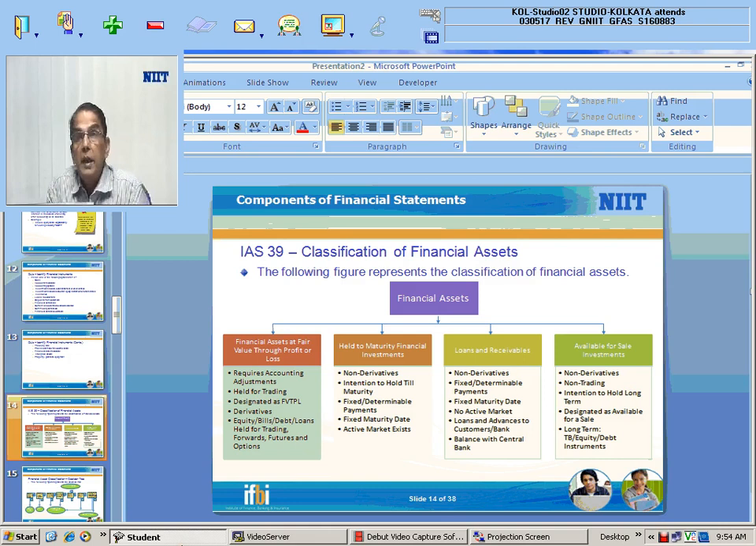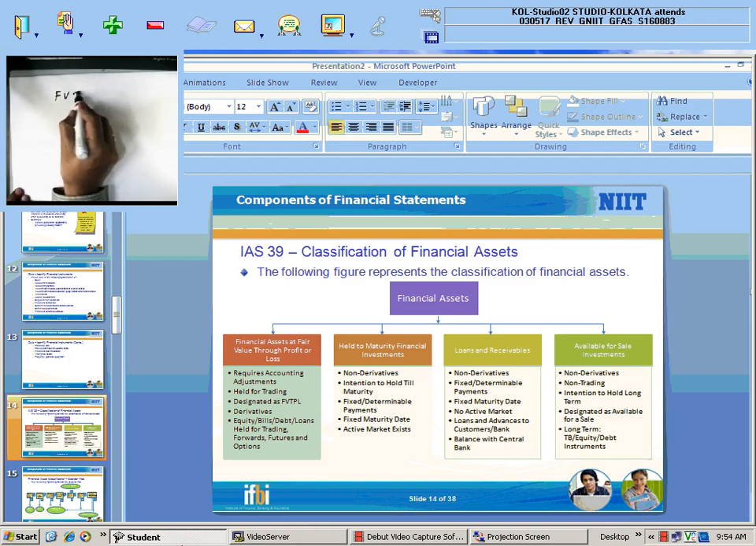The first one is FVTPL, second one is HTM, held to maturity investments, third category is loans and receivables, and the fourth category is AFS, available for sale. So one of these four categories should be considered for classification of each of the financial assets. The entity must classify the financial assets in its books into one of these four categories. That is as per the requirement of IAS 39.